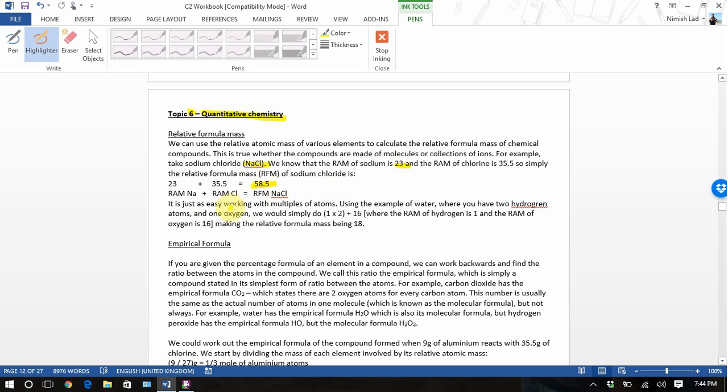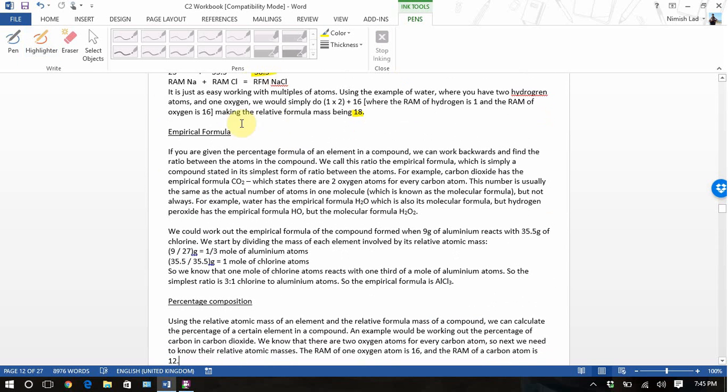It's just as easy to work with multiples of atoms. So if you have two hydrogen atoms and one oxygen, so H2O, apologies for the mistake there, then you do 2 times 1 because hydrogen is 1, plus 16 because oxygen is 16, and that makes the relative formula mass 18. So relative formula mass you should all be able to do, pretty straightforward.